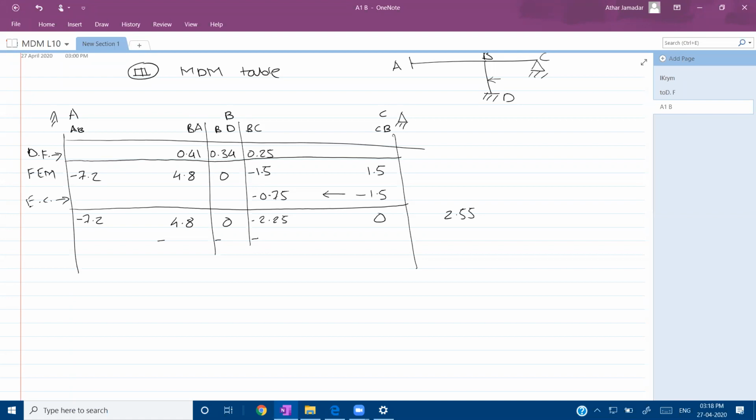But before applying this correction, we have to multiply with the distribution factor. So for BA, the correction is going to be 2.55 into 0.41, so it is equal to 1.05. For the BD member, 2.55 into 0.34, so it is going to be 0.87. And for BC, 2.55 into 0.25, so it is going to be 0.64.